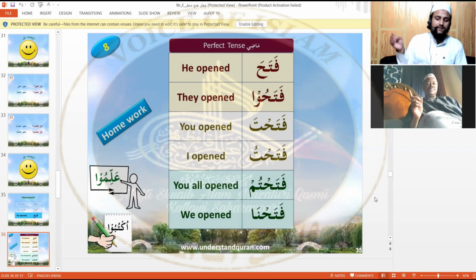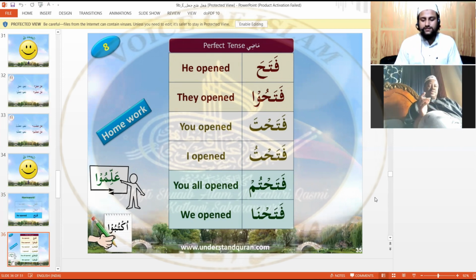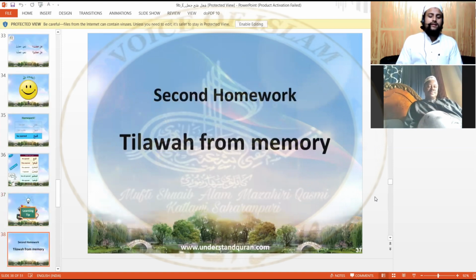Fataha, he opened. Fatahu, they opened. Fatahta, you opened. Fatahtu, I opened. Fatahtum, you all opened. And Fatahna, we open.